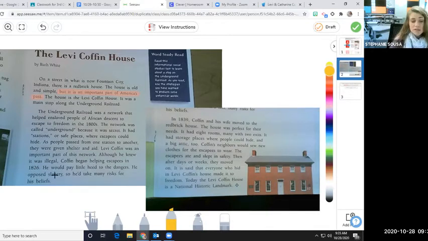He opposed slavery. Opposed is a word that means against. So his opinion was that slavery was bad. He opposed slavery, so he'd take many risks for his beliefs. Go ahead and make sure you have highlighted at least one important fact that proves the Levi Coffin House was important on this first page. Find at least one sentence that proves the Levi Coffin House was an important part of America's history.